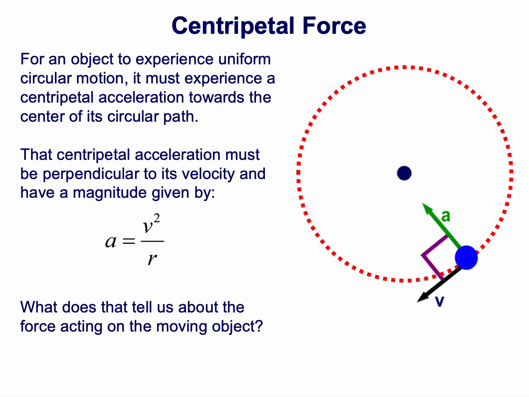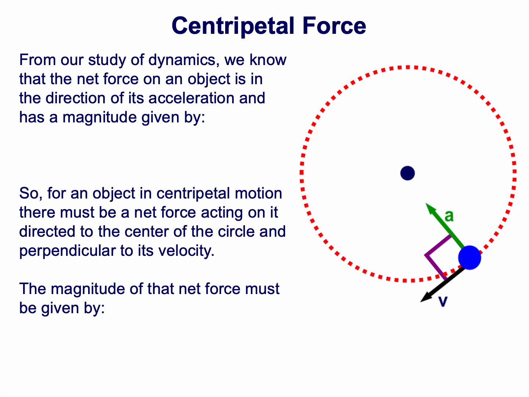And what does that tell us about the force acting on the moving object? Well, what we studied was that a net force will always act in the direction of the acceleration. So Newton's second law says F equals ma, and for an object in centripetal motion, there must be a net force acting on it directed to the center of the circle. So the net force is mass times acceleration. So the centripetal force, that center pointing force, is calculated by using mass times velocity squared over r.